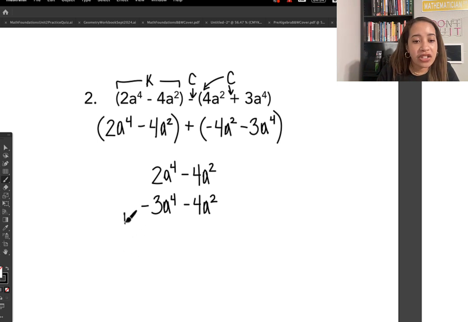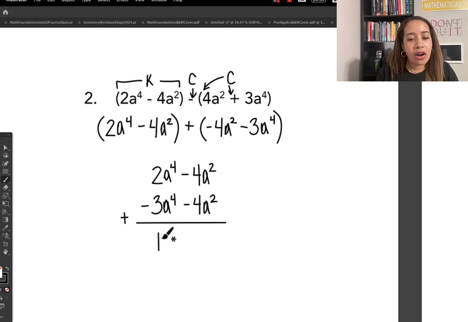Now that we have matched up our like terms, we can add these up. 2 plus a negative 3. They have different signs, so we subtract the numbers. 3 minus 2 gives us 1, and our higher absolute value was negative. So this is like a negative 1. Our 1s in algebra are usually invisible, so I'm thinking about negative 1 a to the 4th power.